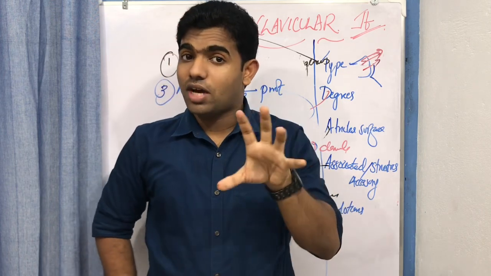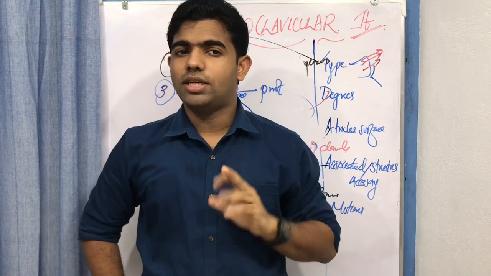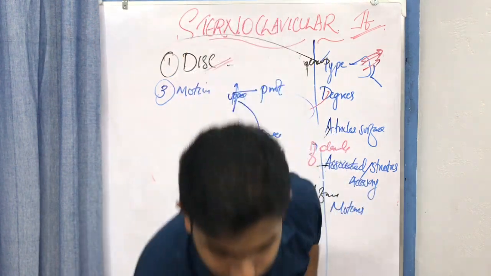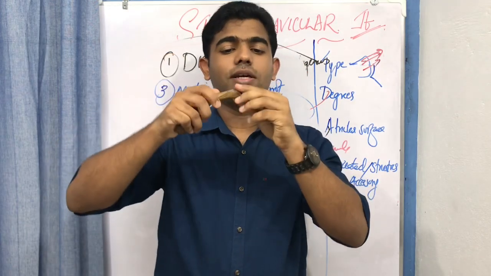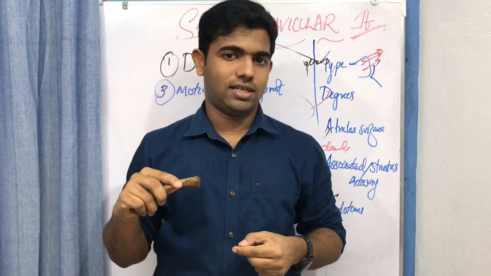That's all about the sternoclavicular disc. You must remember it has an upper portion and a lower portion, two attachments. One is to the posterosuperior part of the clavicle, and another one is to the manubrium and the first costal cartilage.